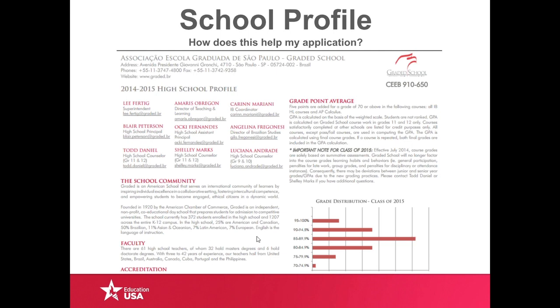Is there a diverse group of students, or are they just from that region? Who are the faculty, and what are they like? Are they doctors? Are they masters? Are there assistant teachers and things like that? Also, a grade distribution is helpful so they can see, in general, what the class profile is. These are really good pieces of information to put on a school profile.